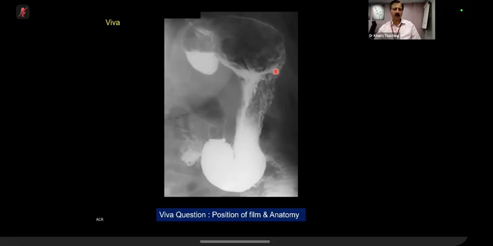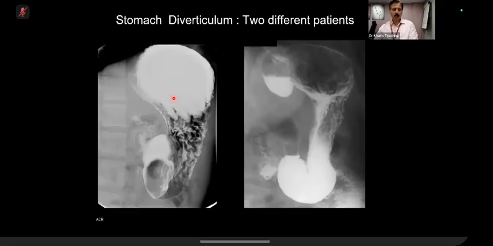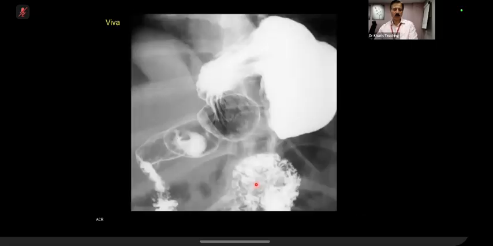In the fundal area. Right. So here in the fundus, you can see this diverticulum, and this is the most common site of diverticulum. This is another example of that kind of diverticulum which is arising from the lesser curvature. It will go posteriorly, and this is the most common, the fundal type of diverticulum.